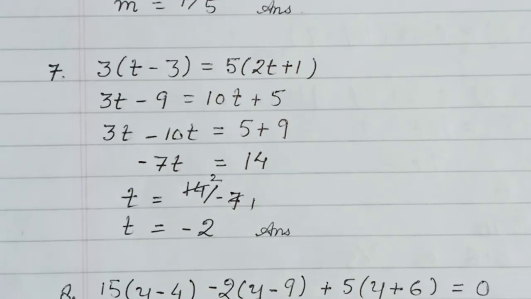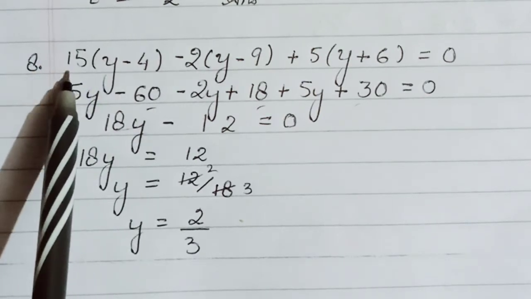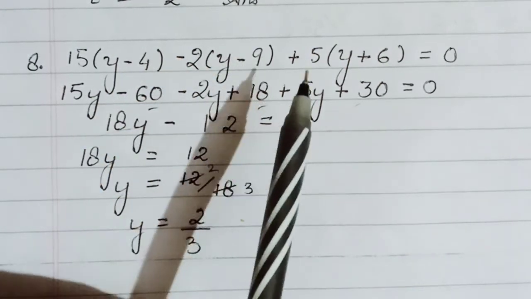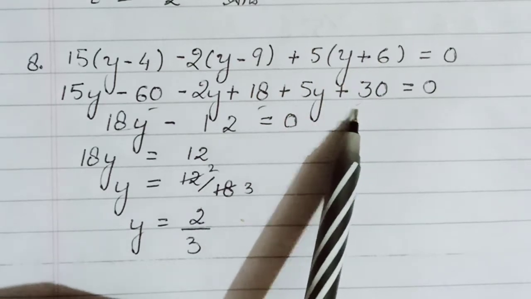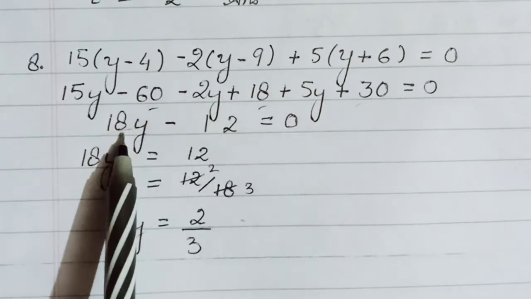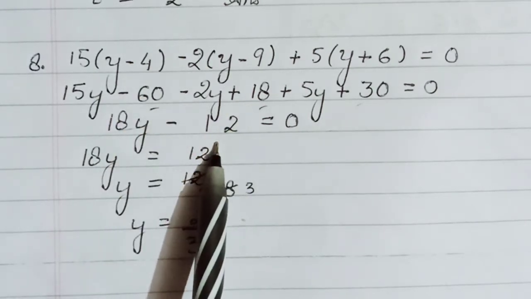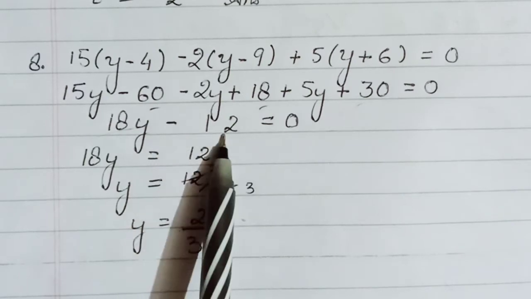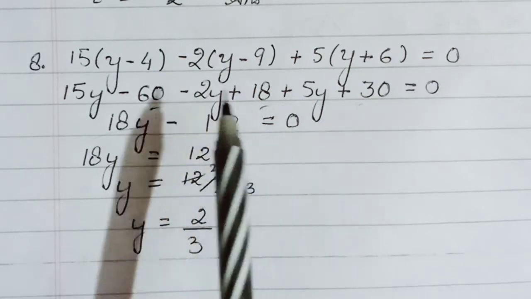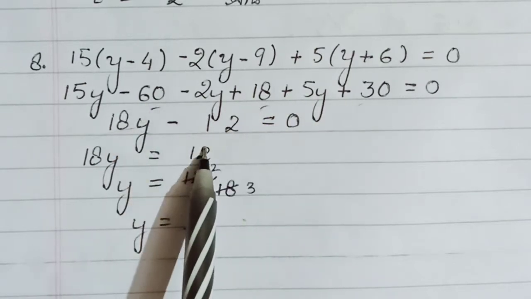Okay, then 8th one also goes similar, children. There's all this bracket, so you distribute this inside. 15y minus 60 minus 2y minus minus plus 9 2s are 18, then 5y and 5 6s are 30. Collect all the y's together. Plus 15 plus 5, that is plus of 20, and minus of 2 giving you plus 18. Then minus 60 plus 18, opposite signs, difference and sign of the greater number. So minus of 12. Okay, oh sorry, there was this 30 also. Yes, so we got minus 60 and plus 48, which gives us minus 12.